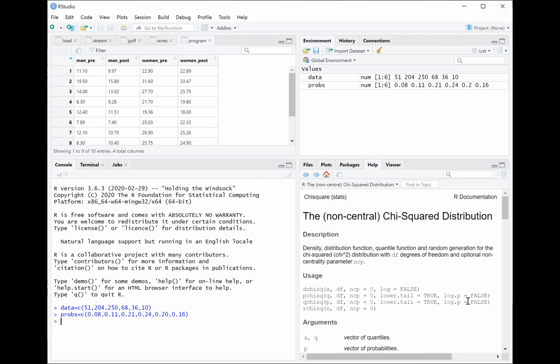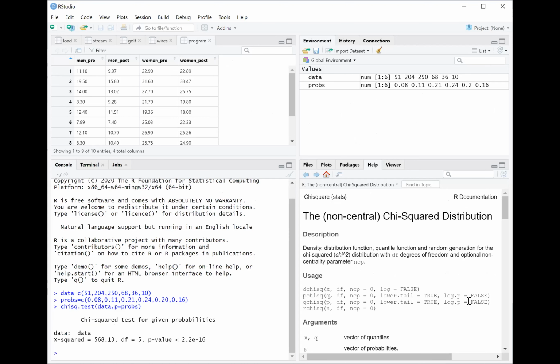Okay, so what you see here is I have put our data values in the first vector called data, and I've put the probabilities in the second one. The way that you do such a test is you do chi-square.test of your data values, and you write p equals your probs, and it calculates the chi-square test. You see the degrees of freedom, the chi-square value, and the p-value, and you see the p-value is very small, which is what tells us that we're going to reject the null and accept the alternative hypothesis.